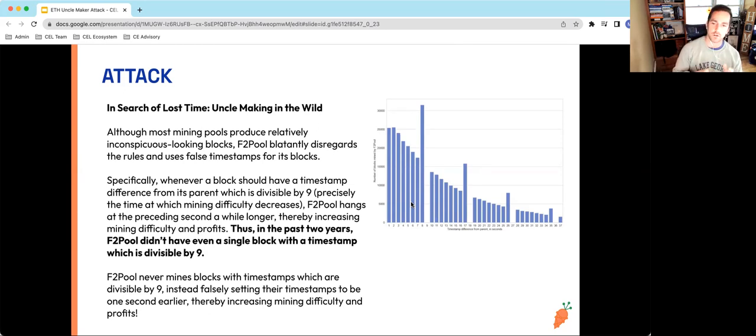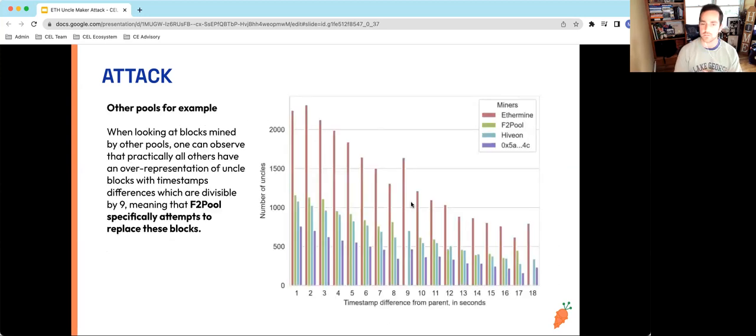Now, specifically, whenever a block has a timestamp difference from its parent which is divisible by 9, precisely the time at which mining difficulty decreases, that is when the F2 pool hangs around. F2 pool never mines blocks with timestamps which are divisible by 9, instead falsely setting their timestamps to be 1 second earlier. This was the main fact and critical knowledge of the paper.